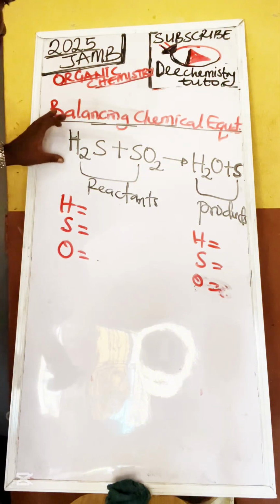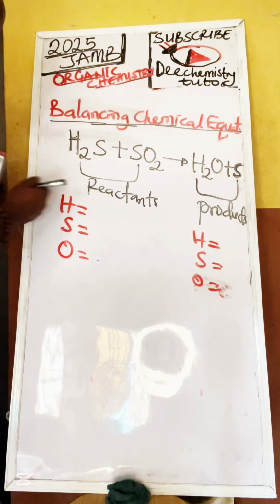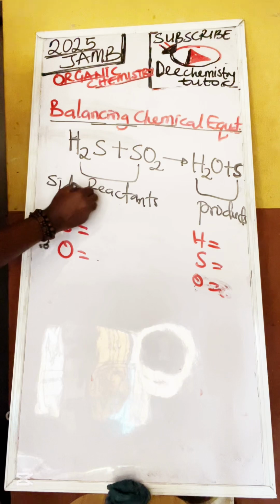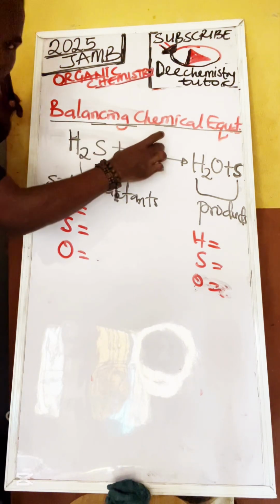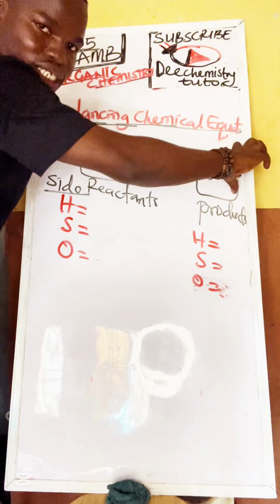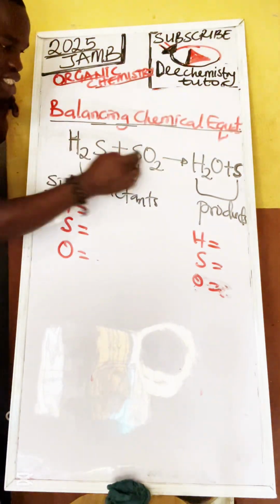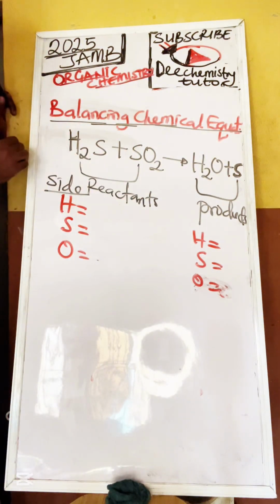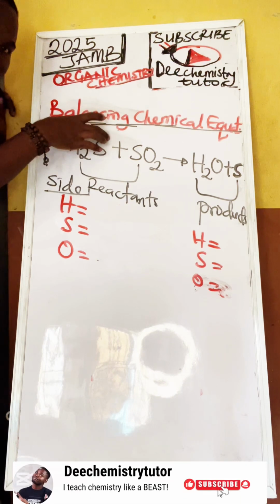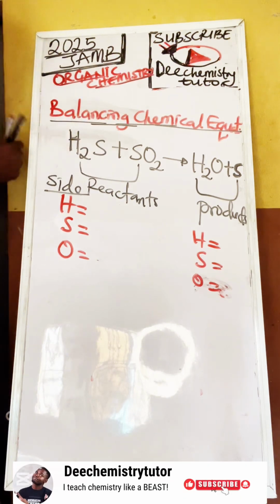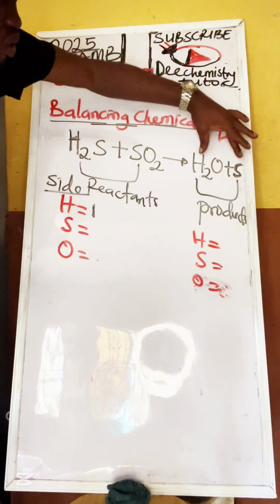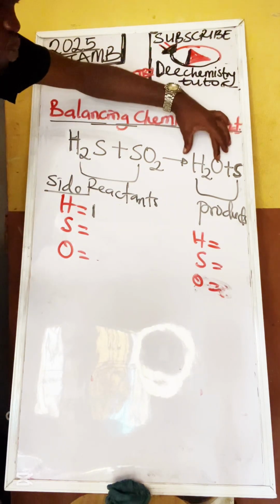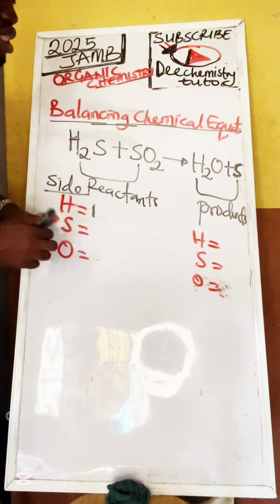How many sides? Please look at the word I'm saying: sides. I'm not asking how many hydrogen we have, I'm asking how many sides. You know, this is one side and this is another side. So how many sides of the reactant have hydrogen? It's just one side, this side alone. How many sides on the product side have hydrogen? This is one side, this is another side. Only one side.